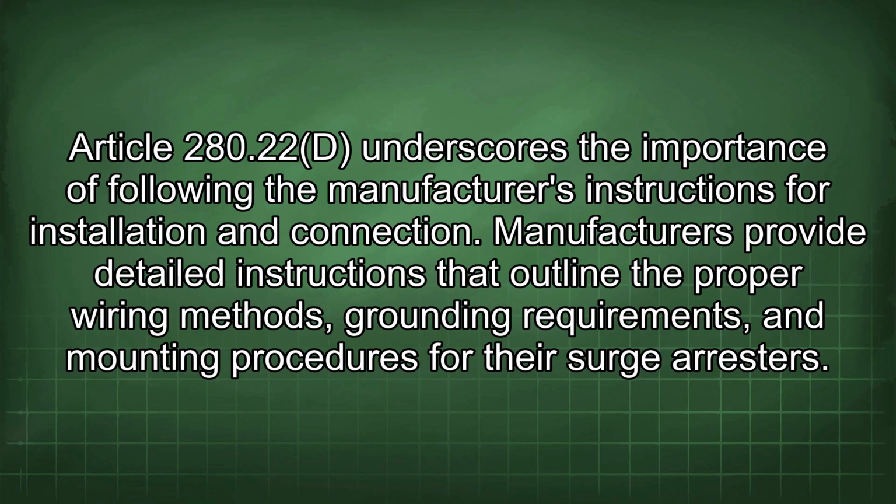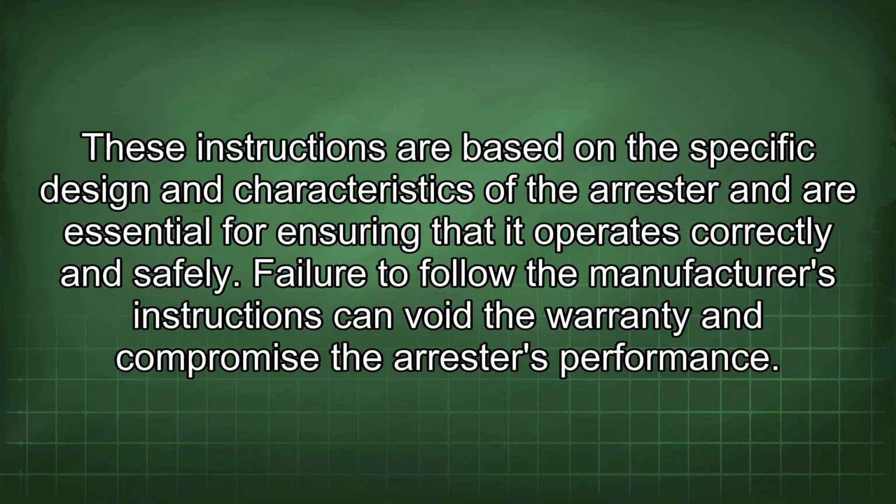Article 280.22d underscores the importance of following the manufacturer's instructions for installation and connection. Manufacturers provide detailed instructions that outline the proper wiring methods, grounding requirements, and mounting procedures for their surge arresters. These instructions are based on the specific design and characteristics of the arrestor and are essential for ensuring that it operates correctly and safely. Failure to follow the manufacturer's instructions can void the warranty and compromise the arrestor's performance.